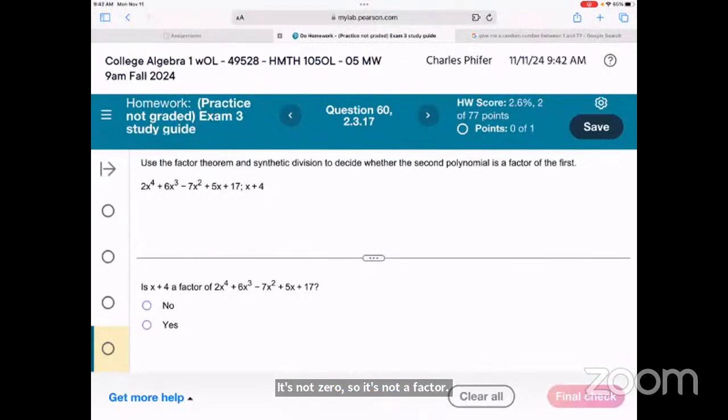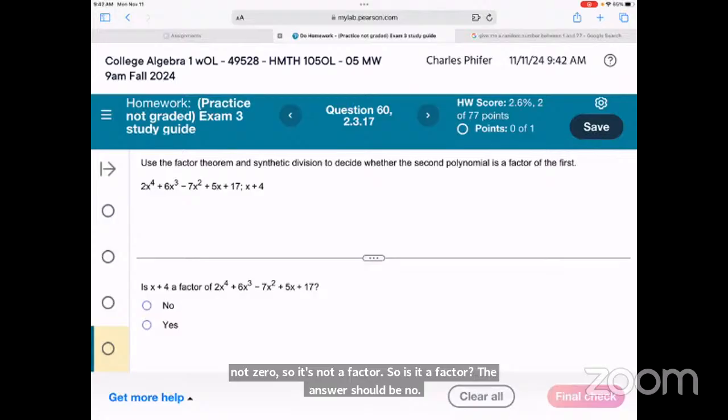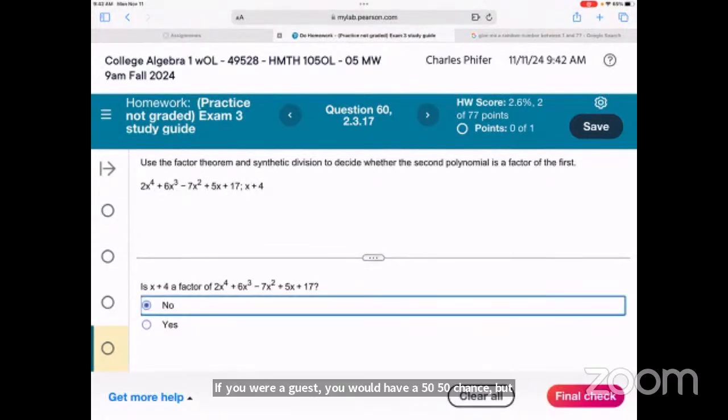If you were to guess, you would have a 50-50 chance, but chance favors the prepared mind. When we study and prepare and do our homework, we drastically boost the odds of success in our favor.